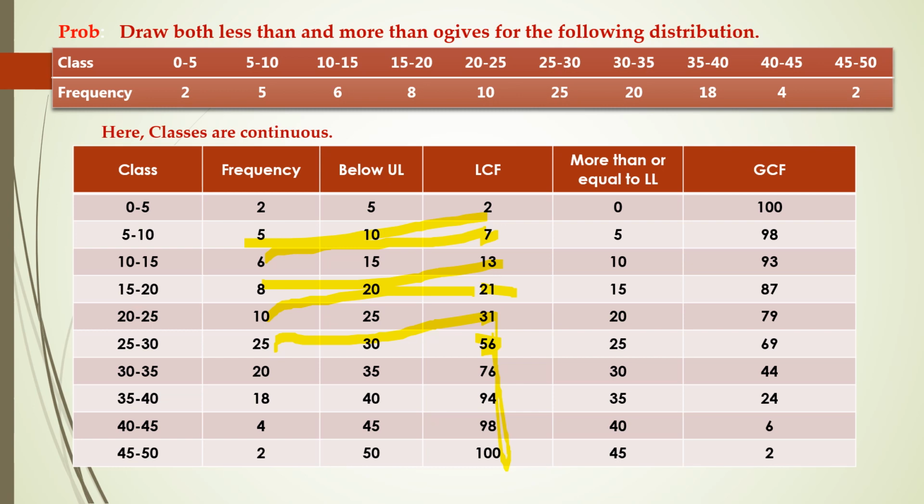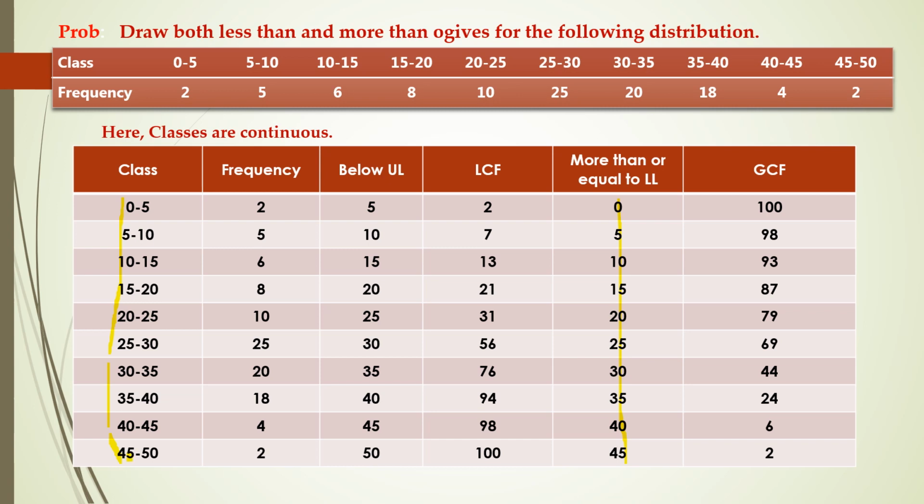Similarly, in the same table I am constructing the more than type cumulative frequency distribution also. In this case I have to make use of lower limits. Therefore, copy the lower limits here, as the lower limits are 0, 5, 10, 20, and so on to 45. Now you have to find the greater than cumulative frequency from the bottom onwards.